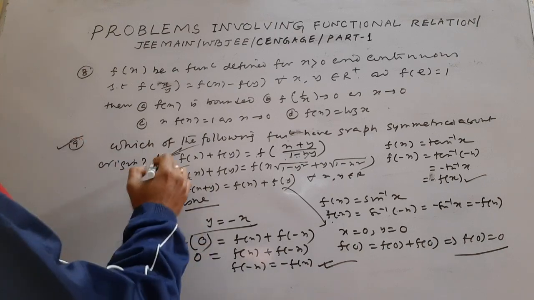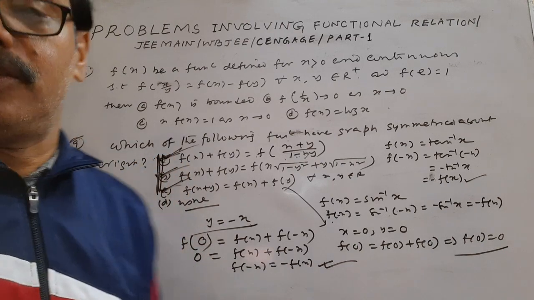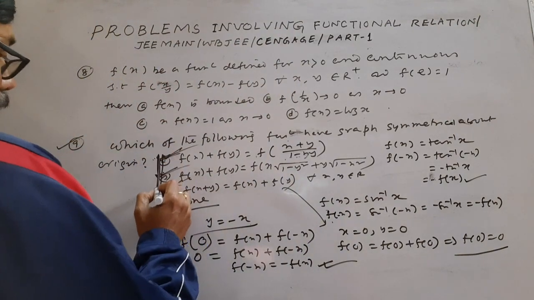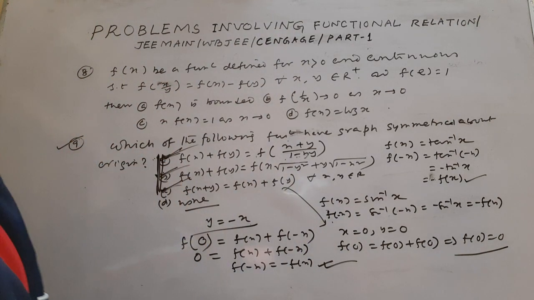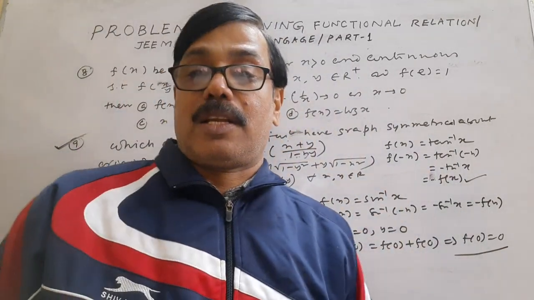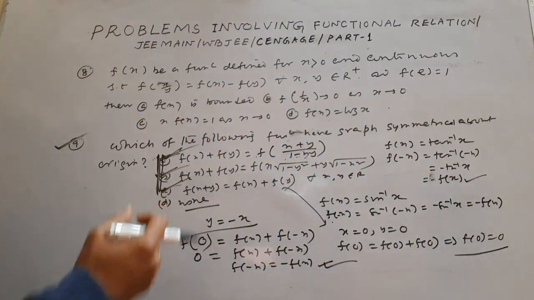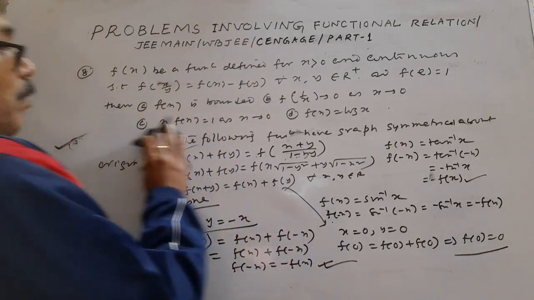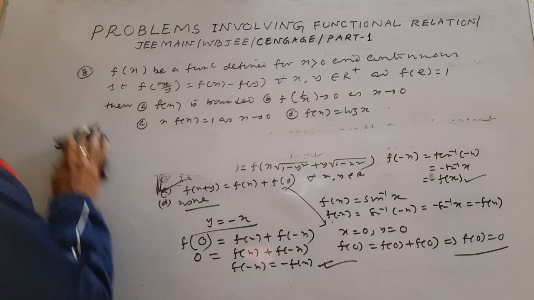So it is a problem of WBJEE or for IIT also. This is problem number 9. You have to recognize the function if a functional relation is given. Now, problem number 8.